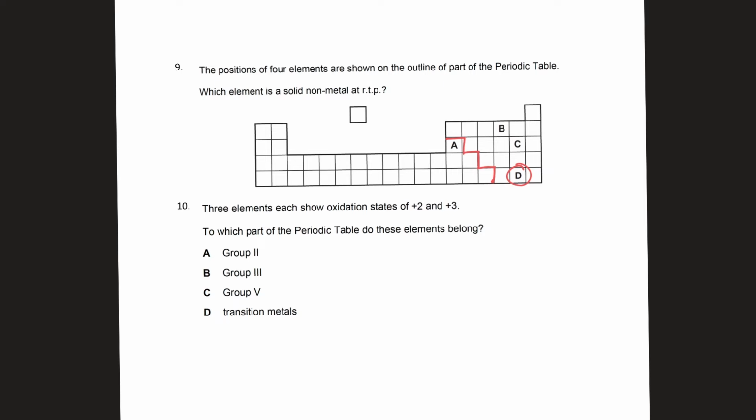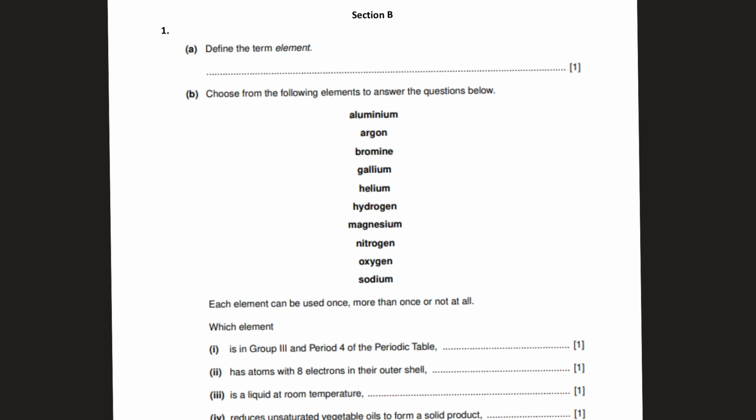3 elements each show oxidation states of +2 and +3. This tells us that they are most likely transition metals. Number 1, they're positive, and number 2, they have multiple valencies. So yes, this is true. Let's go on to the theory section.